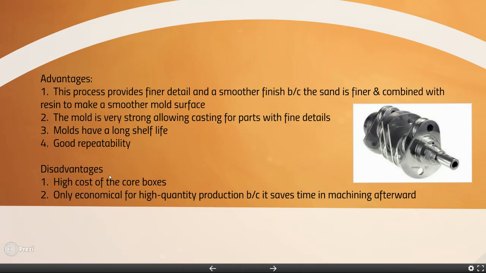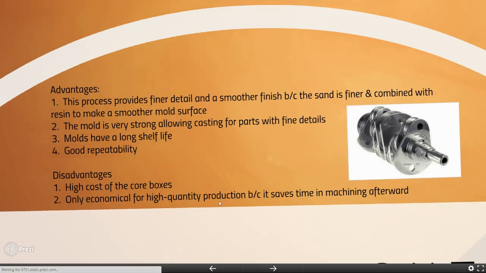Now, what are the disadvantages? Mainly that it costs a lot. These core boxes or dump boxes cost quite a bit. And because of that cost, these are only economical for high quantity production. Also, you have a little bit of saving on machining afterwards because of its superior material properties. It's finer and has higher dimensional accuracy. But in the end, it has a very high cost, which only makes it economical for high quantity production.